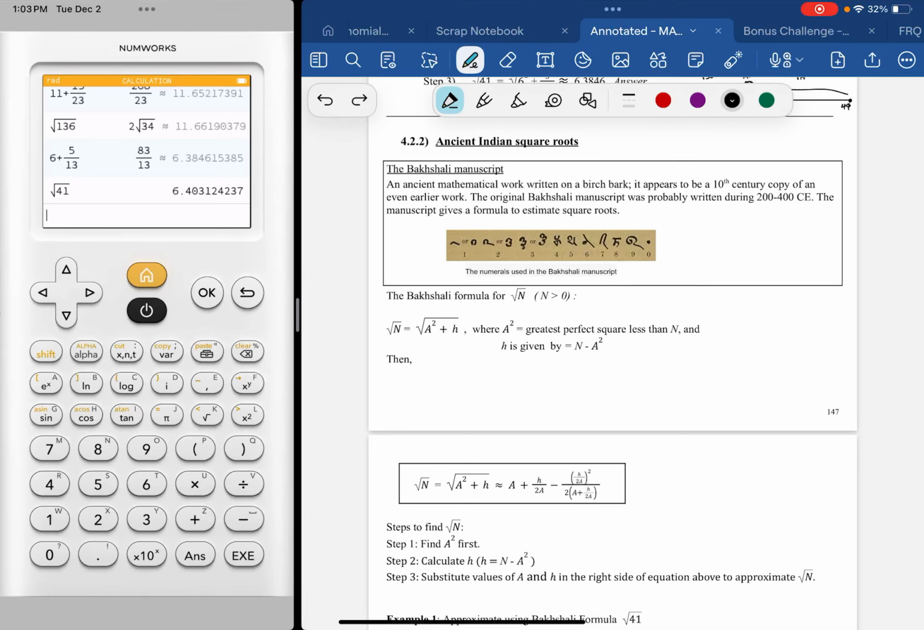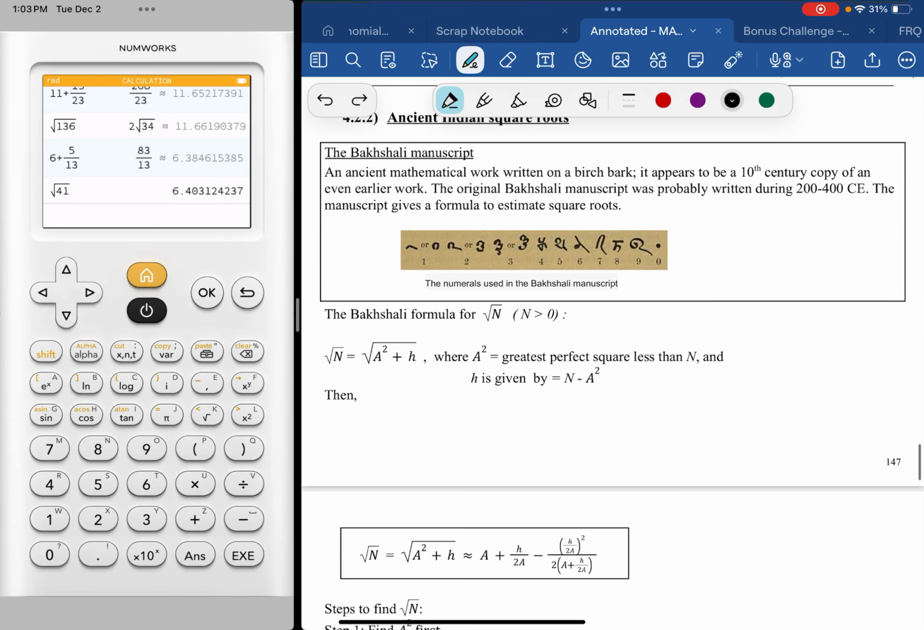So in 422, we have the ancient Indian square roots, right? The Bakshali manuscript, an ancient mathematical work written on birch bark, appears in a 10th century copy of an even earlier work. The original manuscript was probably written during 200 to 400 CE, the Common Era. The manuscript gives a formula to estimate square roots.